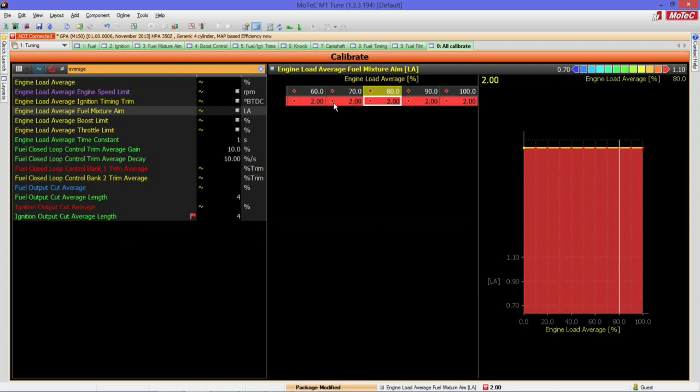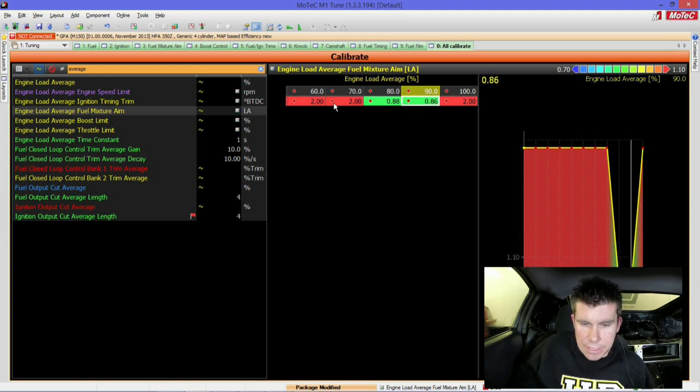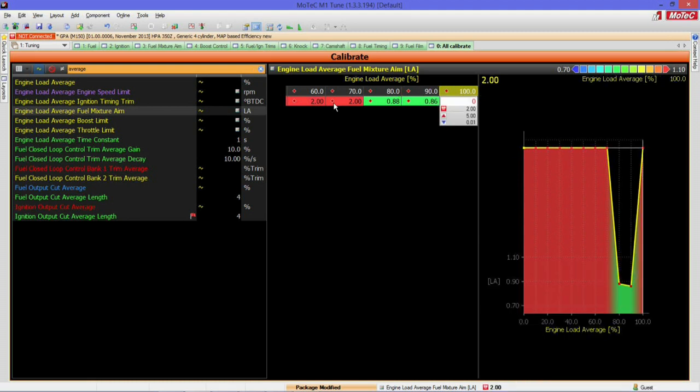load average, maybe we want to target 0.88 lambda. Let's say we've got a naturally aspirated engine, it's normally tuned to 0.90. So at 90% throttle, 90% load, we've gone under higher load again, so we want to go a little bit richer. We could enter 0.86, and if we ever get to 100%, we could enter 0.82. So what this is going to mean is the ECU is going to completely ignore this table because the numbers are 2.0, until we get to 80% average load, then the ECU will start referencing this table, and it will aim for a richer air fuel ratio.